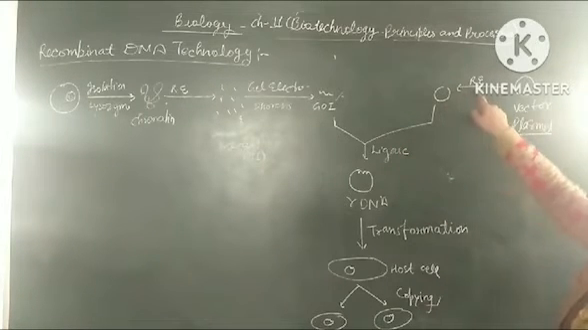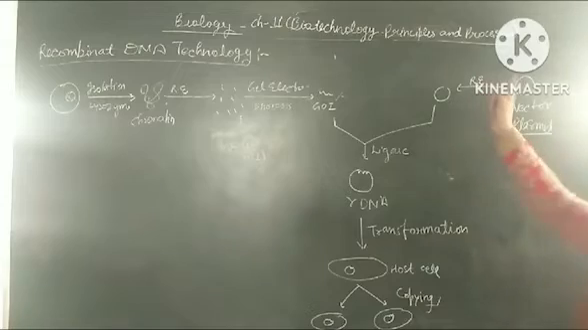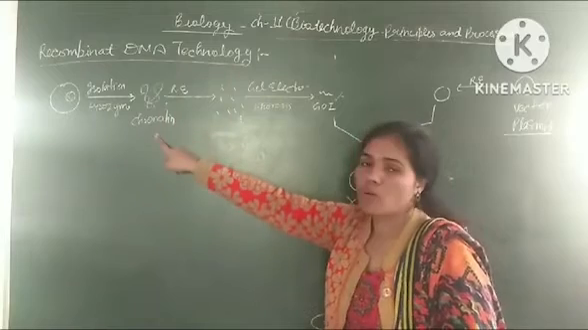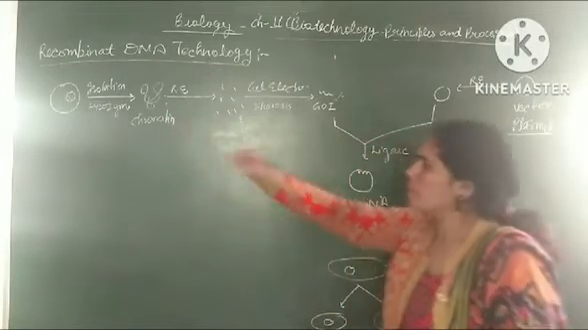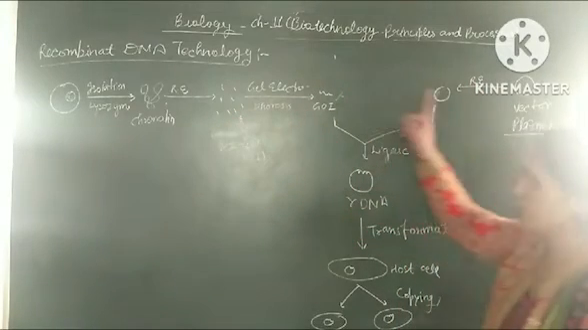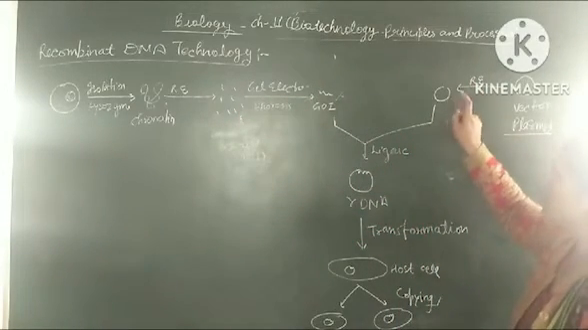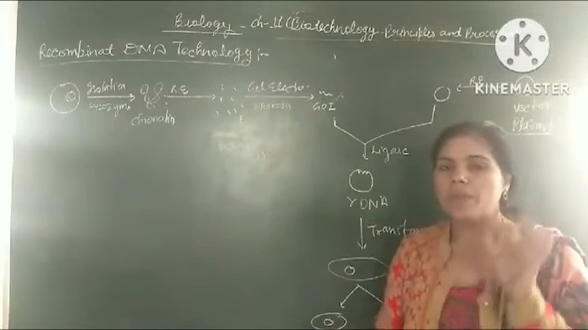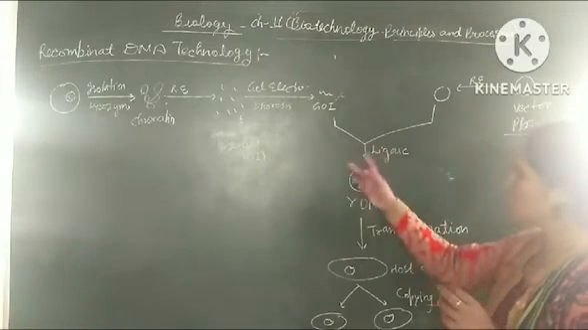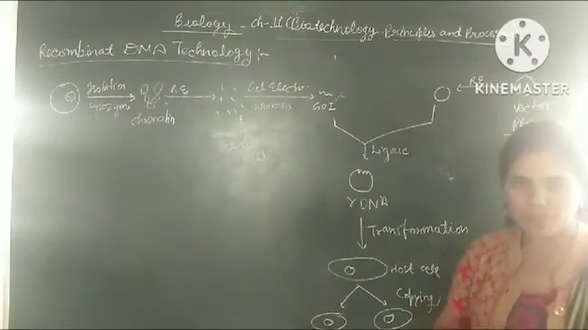We cut this vector with the restriction endonuclease enzyme, the same as we used in cutting the chromatin material, because if we use the same restriction enzymes, these enzymes cut the vector and the DNA at the same palindromic sequence, so it will be easy and convenient to join these two DNA strands.